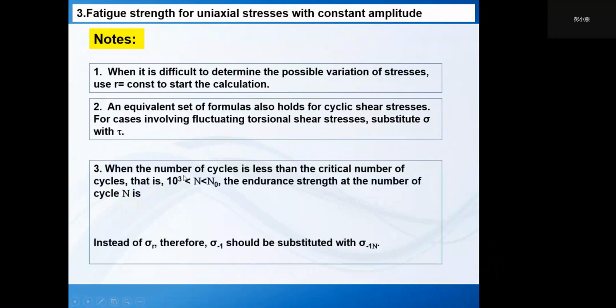When the number of cycles is less than the critical number of cycles, in this range, the endurance stress at the number of cycles N is this, instead of sigma r. Sigma r is the endurance stress at the number of cycles N0. But for finite life, we use this sigma r N as the endurance stress.